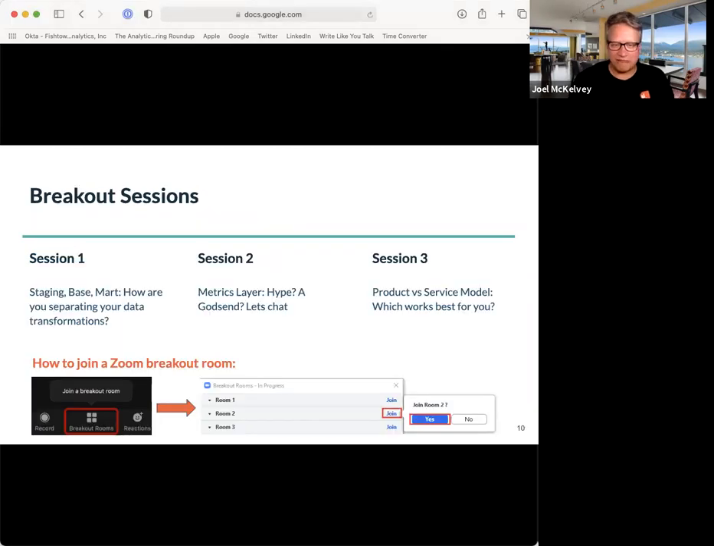We sent out earlier a vote on some of the things to talk about, including how do you separate your transformations, more about this metric layer and how that works, and then this product versus service model. These were the 3 winners of the votes. That worked surprisingly seamlessly. And we definitely have to say thank you to Opiyemi and Chandra for being willing to talk and chat through stuff with us. It made a big difference for us.